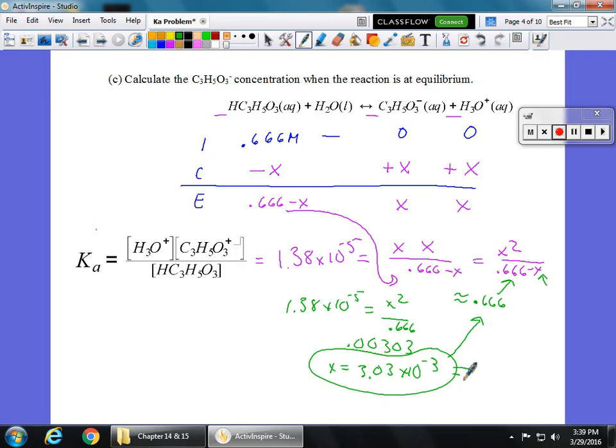So this x value is going to be our concentration of the conjugate base in this part. And I'll be back with the rest in part 2.